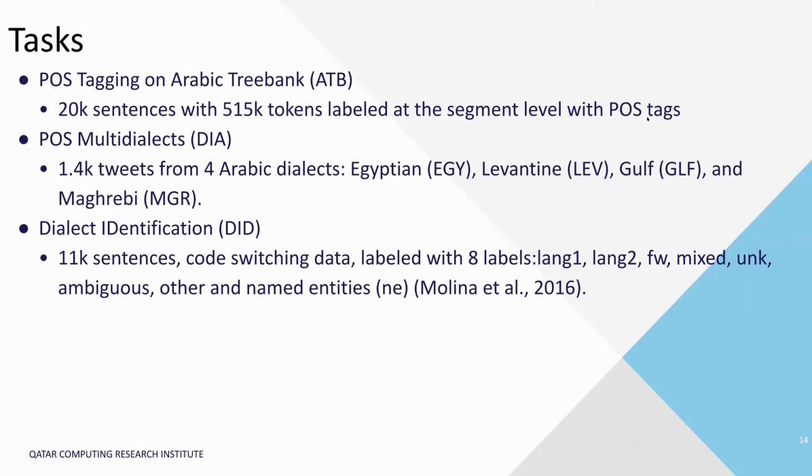For dialectal Arabic, it's a similar thing, although the data is much smaller, only 1,400 tweets collected to represent 4 Arabic dialects: Egyptian, Levantine, Gulf, and Maghrebi. They are also tagged at the segment level. The last task is dialect identification, which is code-switching data labeled with 8 labels, like language 1, language 2, mixed, noun, named entity, other, and so forth. This is the task we will be looking at when we explore these models.